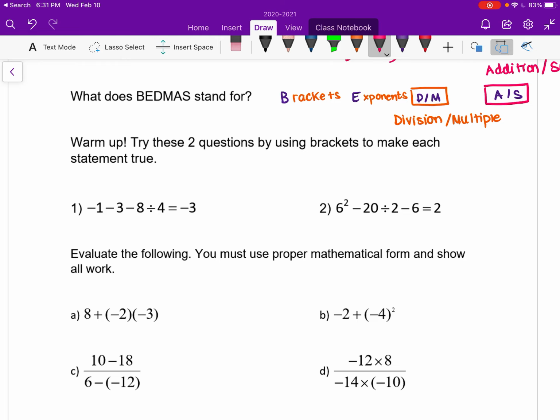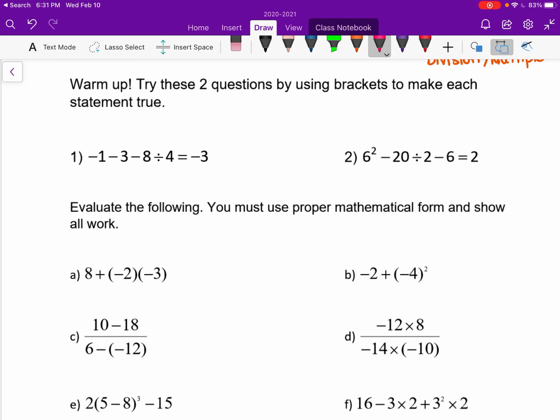Okay, now that you're back. So if I was just going to do this without putting in brackets, we're going to ignore the 3 for now. The first thing I would have to do is always -8 divided by 4, which would give me -2. Then I would put -3, 1, -1. Then I would just do -1 minus 3, -1 minus 3 minus 2, which would give me -6.